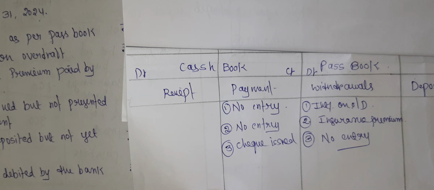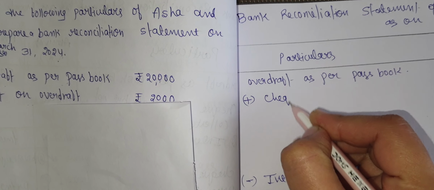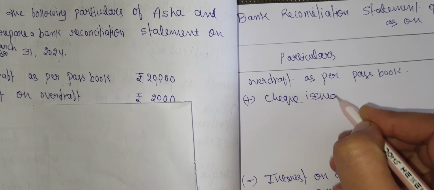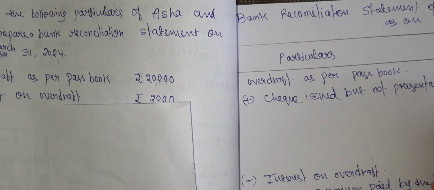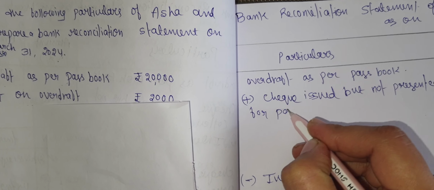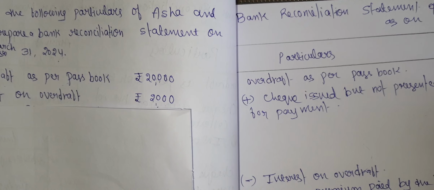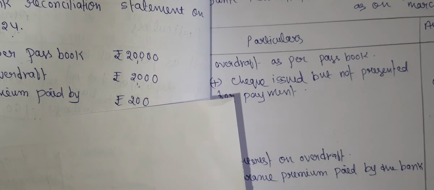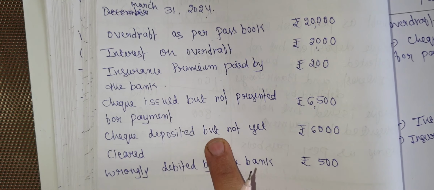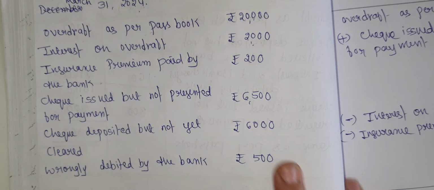Passbook balance is more, so what do we have to do? We have to add the transaction. So add check issued but not presented for payment, that is rupees 6500. Write it down in the inner column only. See here, 6500. Next transaction is check deposited but not yet cleared, that is rupees 6000.